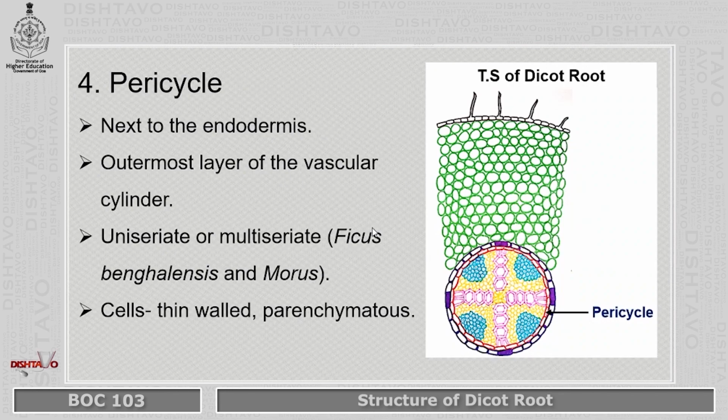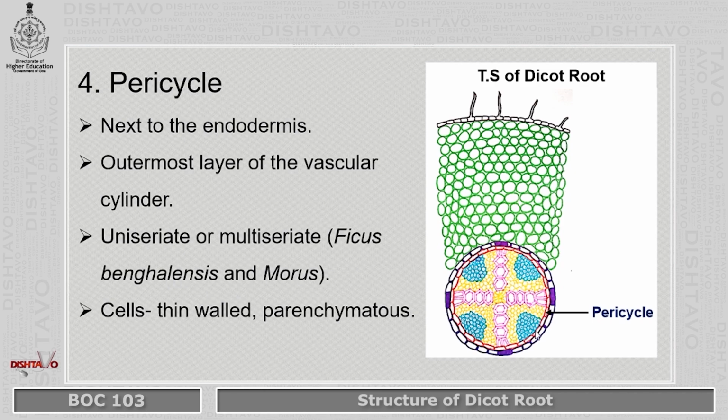Next layer is pericycle. It is next to endodermis. Here you can see in the diagram, this is pericycle, which is inner to the endodermis. It is also the outermost layer of vascular cylinder. It is either uniseriate or multiseriate. Uniseriate means it consists of a single row of cells, whereas multiseriate consists of many rows of cells. This condition is seen in two plants, Ficus bengalensis and Morus.